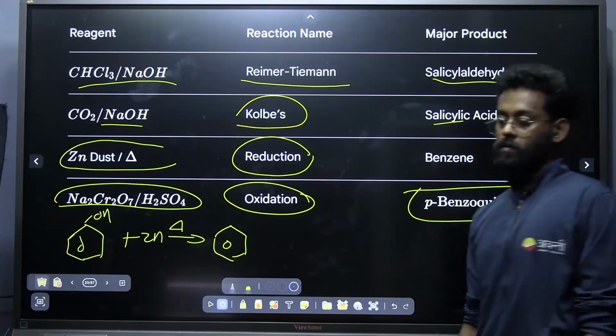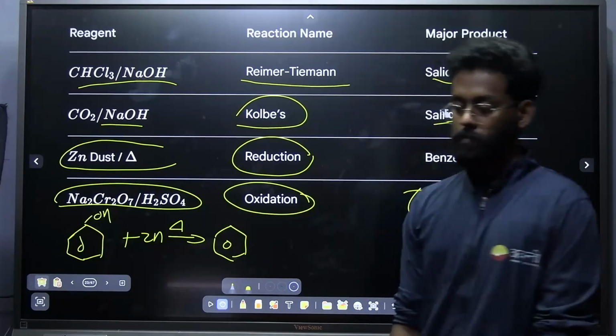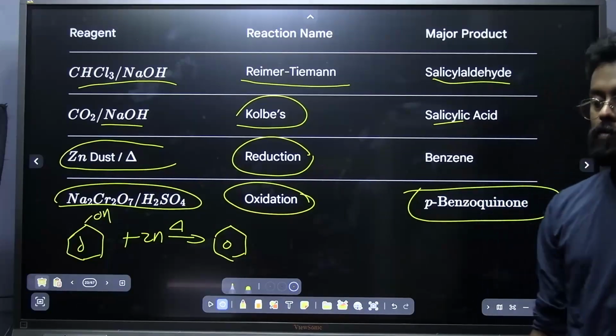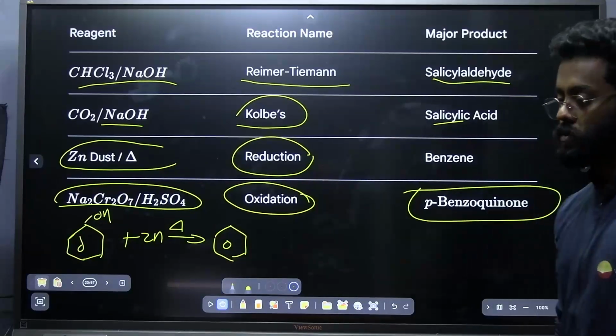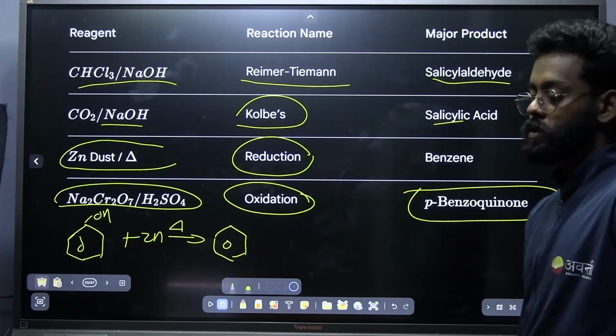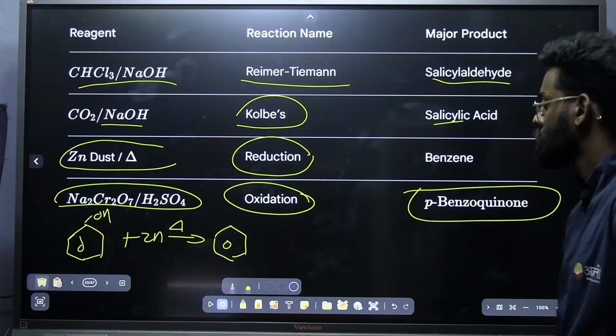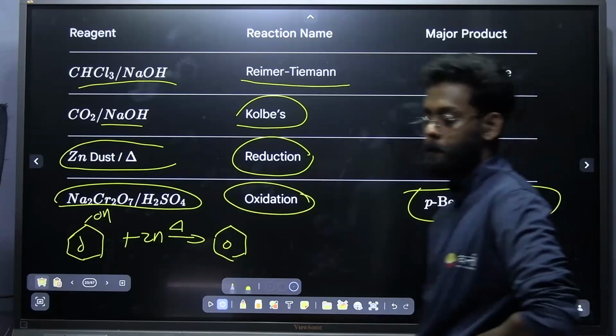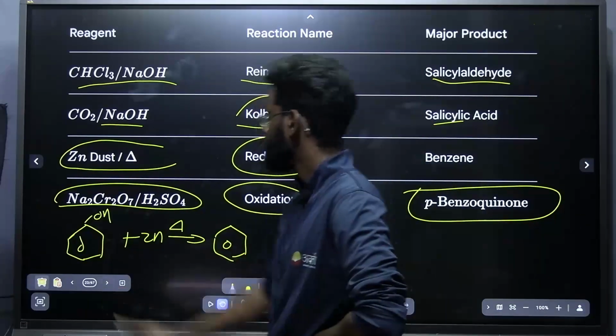Shall I move, students? I think I can move. If you have done, let me know. Just take a copy or screenshot. Shall I move? Yes, thank you.